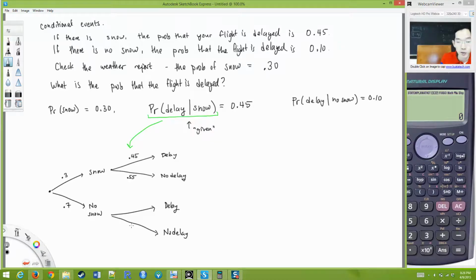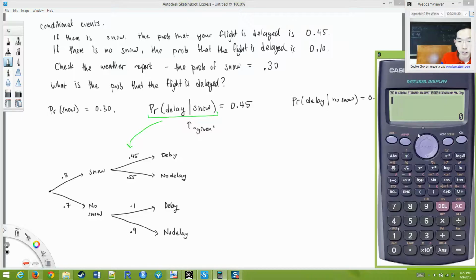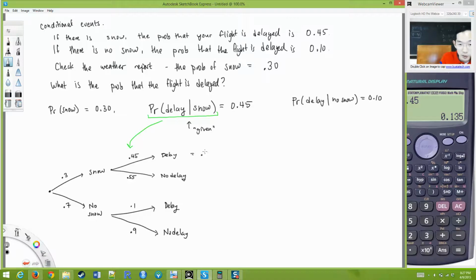Okay, so what numbers do I put here and here? On the top I would put 0.1, and on the bottom I would put 0.9. Is that okay with everyone? Okay, so now I'm going to just go ahead and do my multiplication. I do 0.3 times 0.45, and I get 0.135, and here I get 0.165, and I get 0.07 and 0.63.